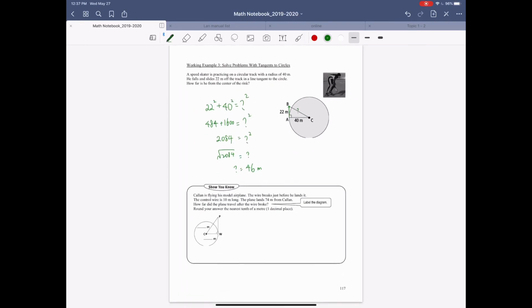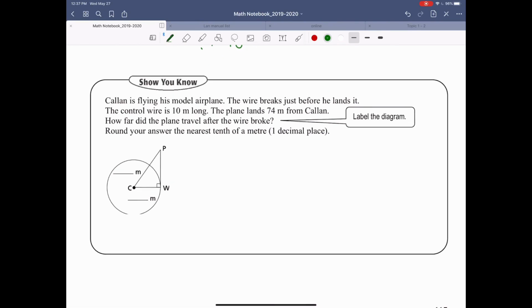Okay, so the last question here. Callan is flying his model airplane. The wire breaks just before he lands it. Okay, the control wire is 10 meters long, so 10 meters long here. The plane lands that much, so that's a long side here. So how far did the plane travel from where the wire broke? This is where the wire broke, and this is the plane. So how far is this?